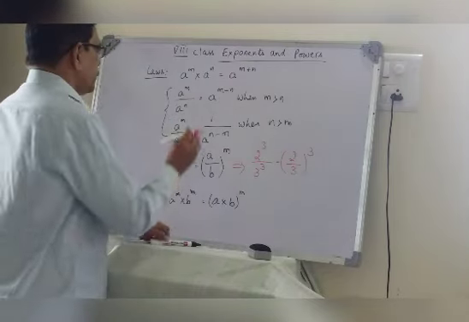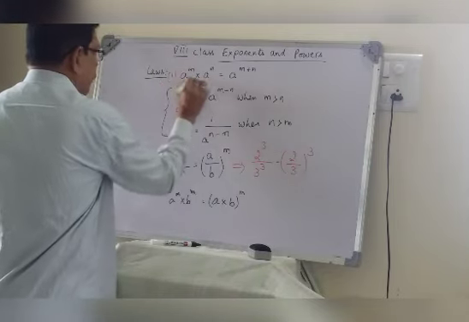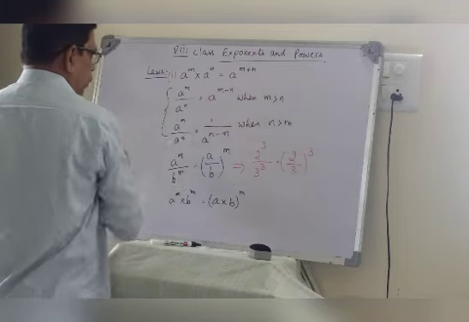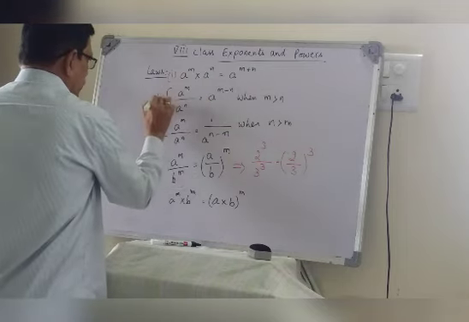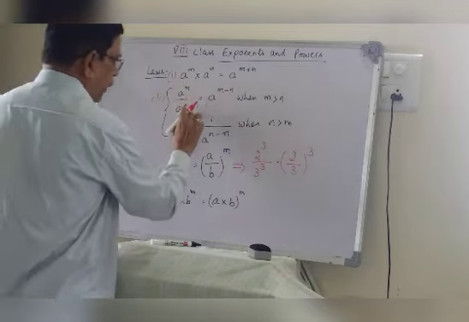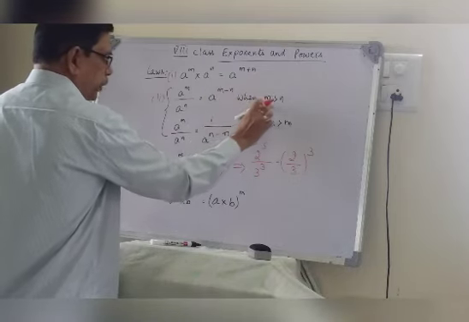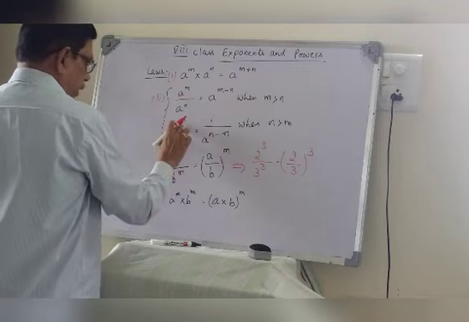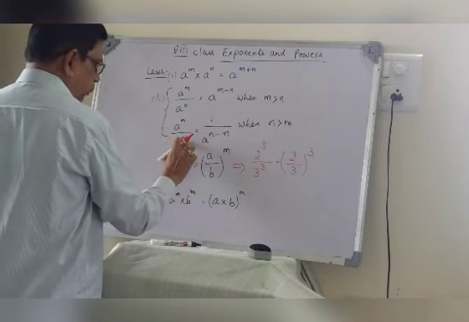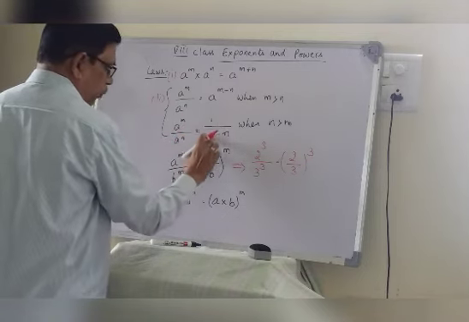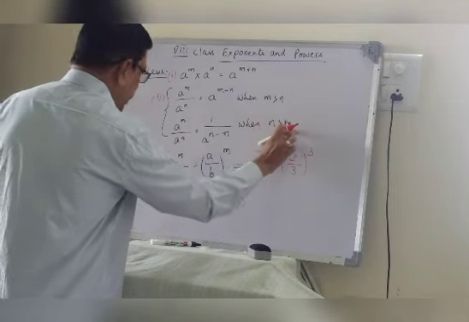The first one is a to the power of m into a to the power of n is equal to a to the power of m plus n. Second is a to the power of m by a to the power of n is equal to a to the power of m minus n, when m is greater than n. Similarly, a to the power of m by a to the power of n is equal to 1 by a to the power of n minus m, when n is greater than m.